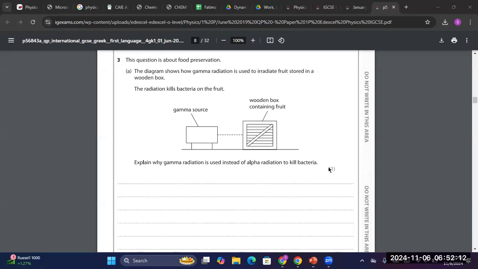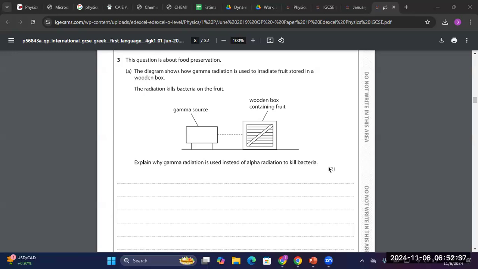ionizing power or low ionizing power? I forgot. Okay, it's okay, no problem. They have high ionizing power. Okay, what does that mean? Now, do you remember that? Between alpha particles and gamma particles, which is more penetrating, right?